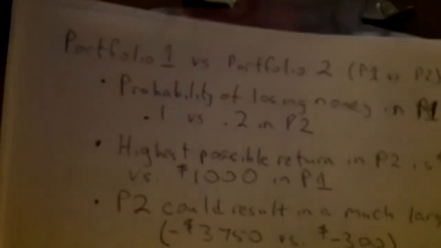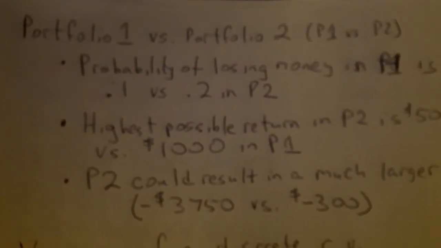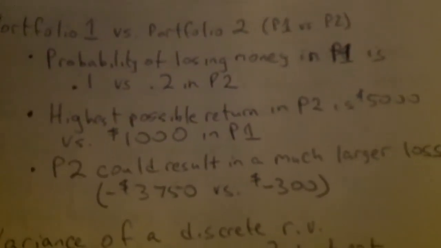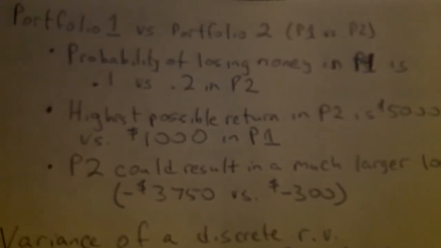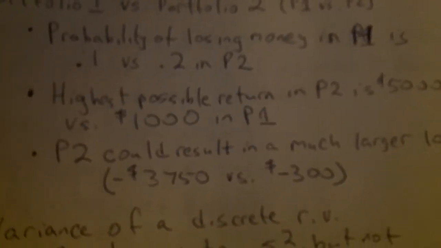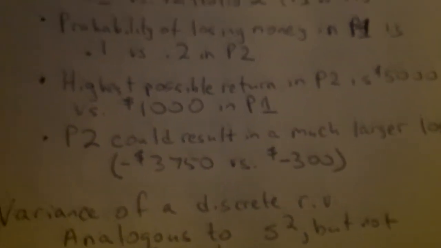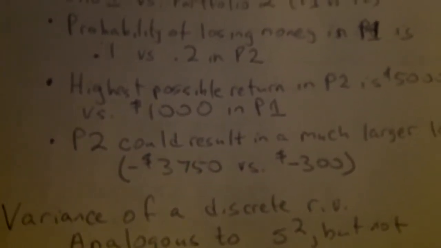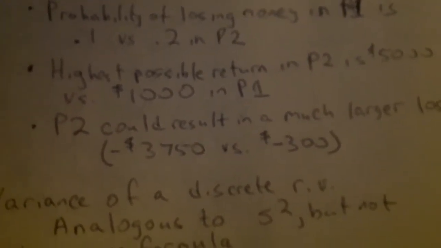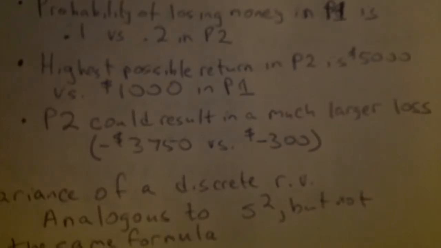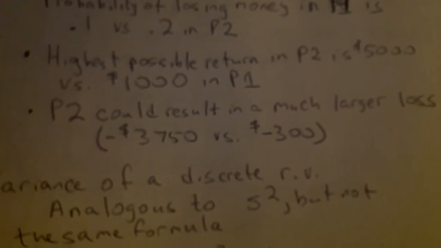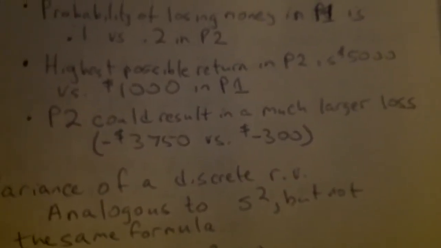So anyway, some things to note about the two portfolios. In the case of portfolio 1, it has a smaller probability of losing money. That would be a negative return, 0.1 versus 0.2. In portfolio 2, the highest possible return is $5,000 versus $1,000 in portfolio 1. And as also mentioned here, portfolio 2 could result in a much larger loss than portfolio 1.